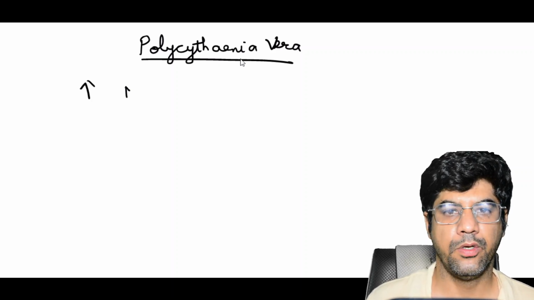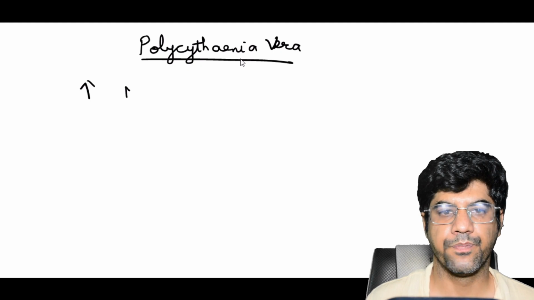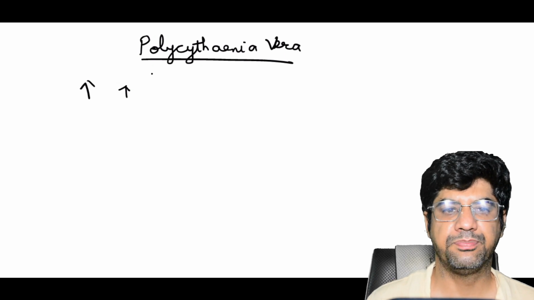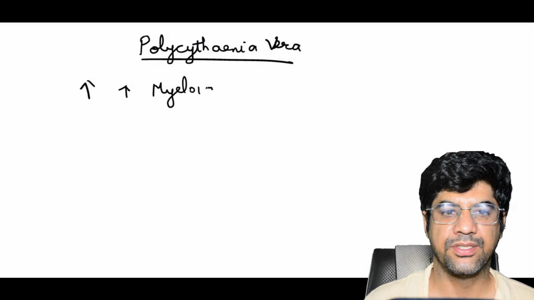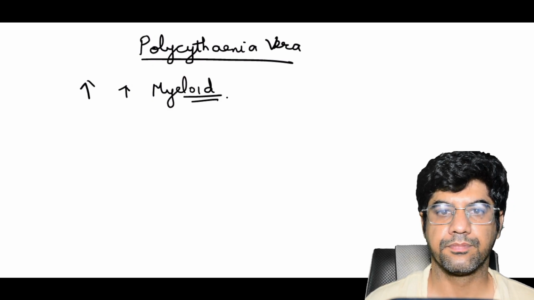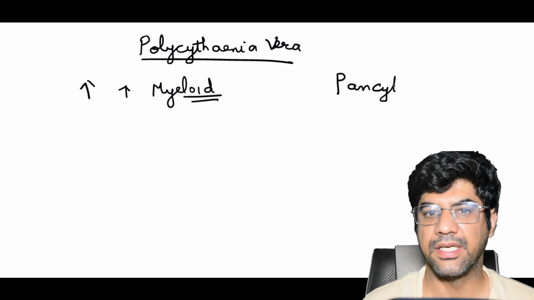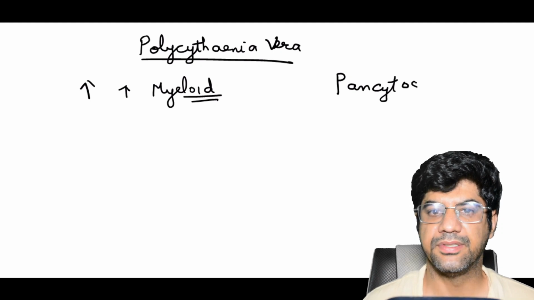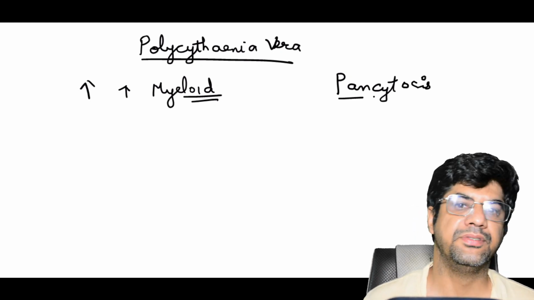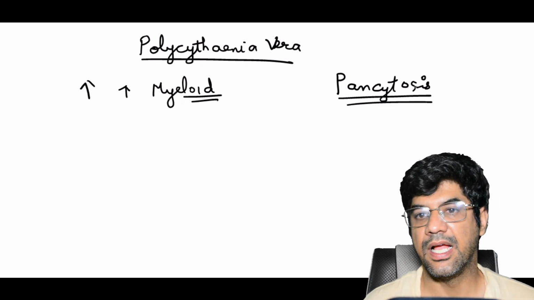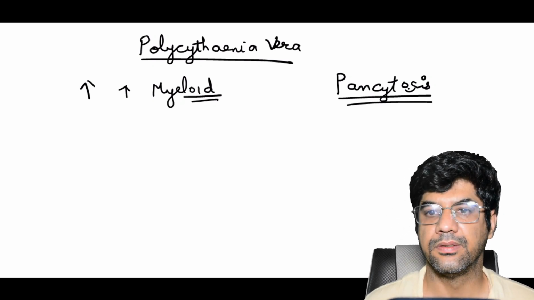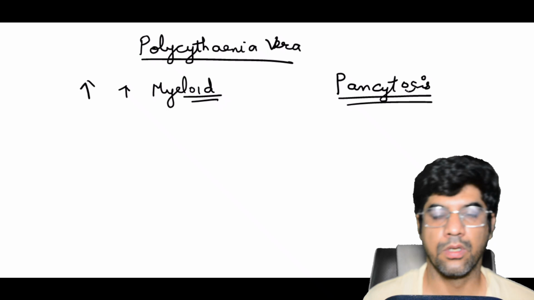So the next condition we are going to discuss is Polycythemia vera. This condition is characterized by increased production of all the myeloid elements that results in pancytosis. That means there would be increased red cells, granulocytes, as well as platelets without any recognizable cause.